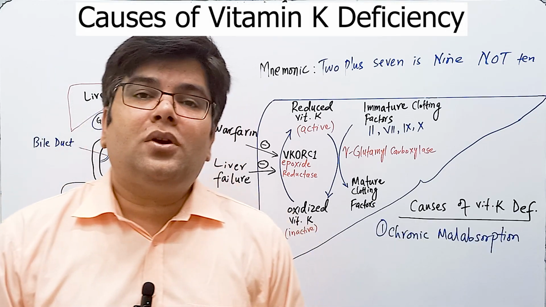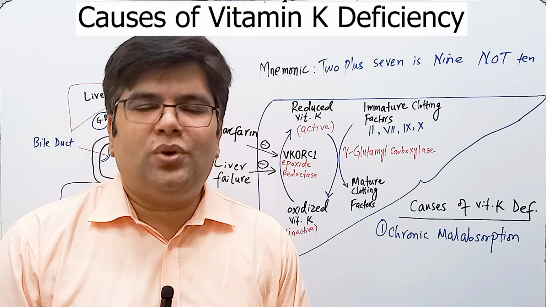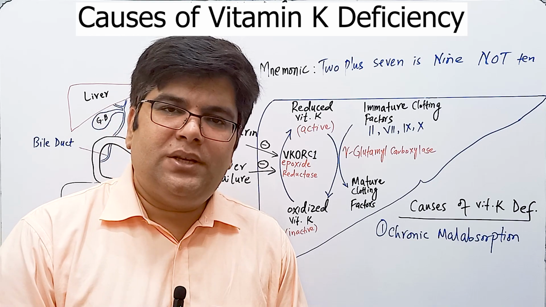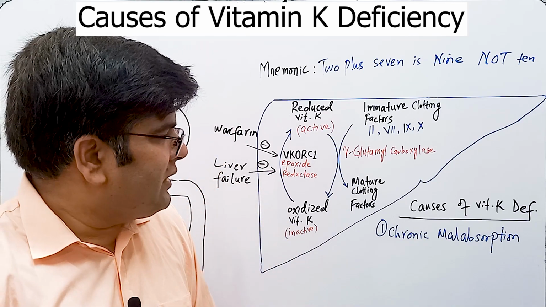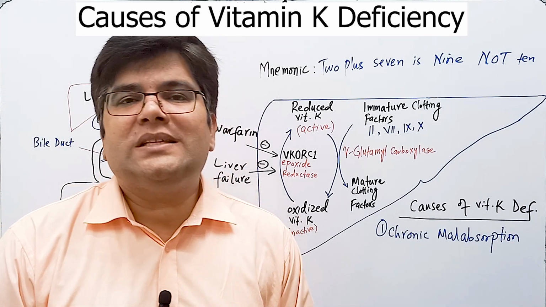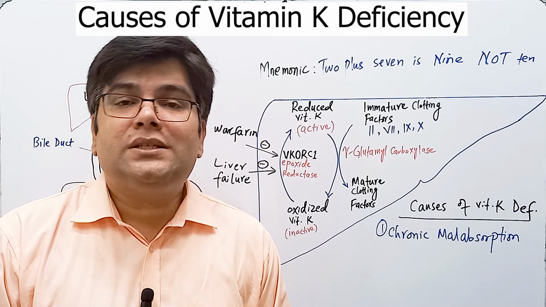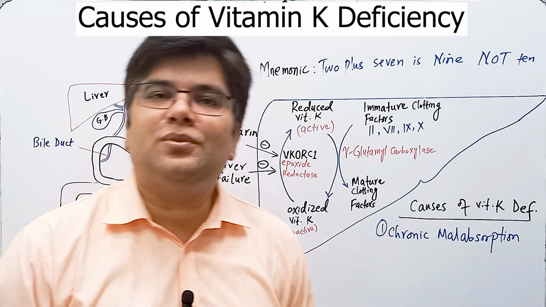Now let's talk about the causes of vitamin K deficiency. Normally, enough vitamin K is produced and absorbed by bacteria which are present as a normal flora in our colon. These bacteria produce vitamin K, and it is absorbed in all human beings except in neonates because their guts are still sterile. The first cause of vitamin K deficiency is chronic malabsorption.